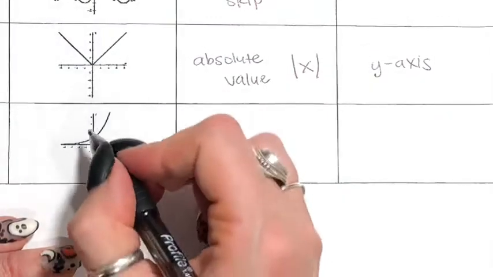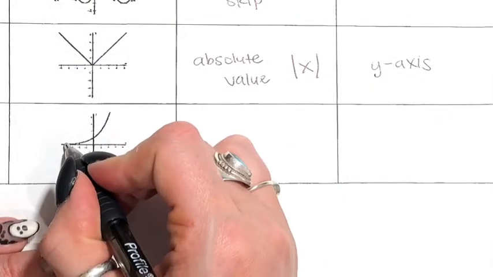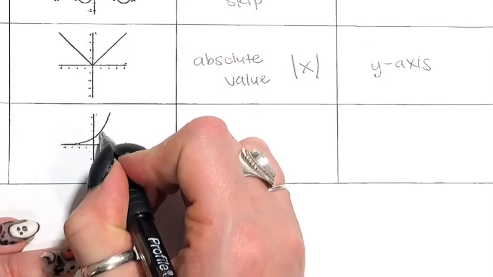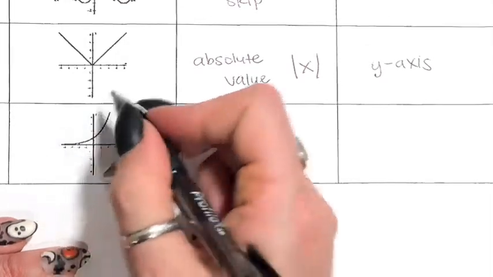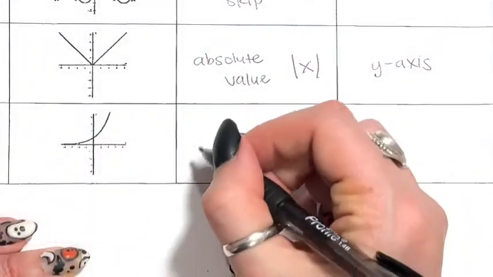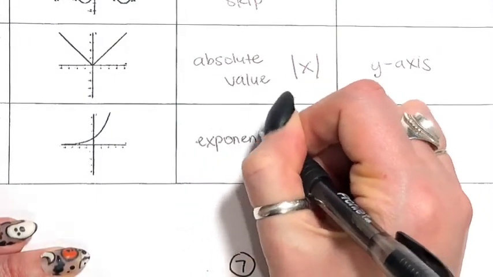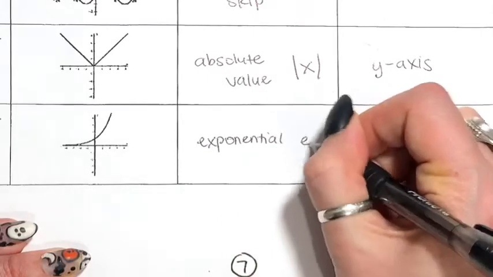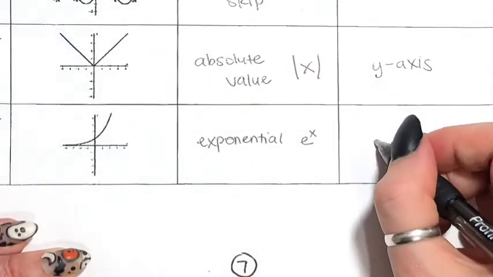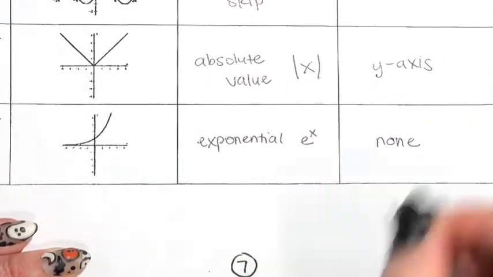Okay, and then our last one, notice this one is starting off really slow and then it's growing really fast. Can you guys think of which one that one is? This one is the exponential. So these are your little e to the x ones. And this one has no symmetry, so I'm going to write none.